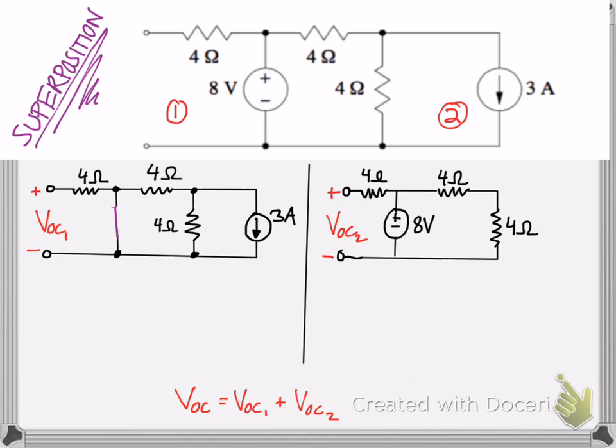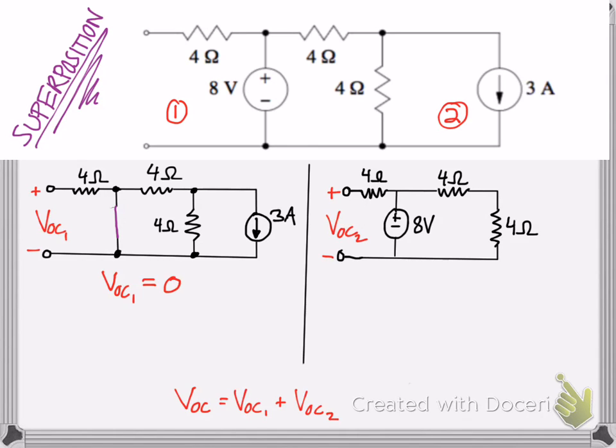So for the voltage across, real quick, the true voltage for the open circuit in the original problem is the sum of VOC1 and VOC2. And this is what superposition does. You isolate a problem by breaking it down into multiple circuits with one source, and then you sum your results together. For this one, we know VOC1 is actually going to be equal to 0.